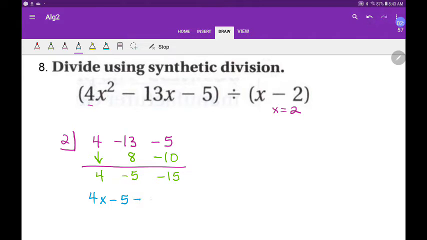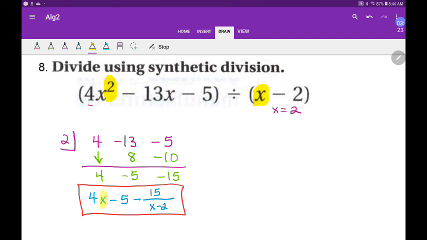And then I have negative 15 over my divisor, right? There's my divisor, the thing I divide by, x minus 2. Okay, that's my answer. There is a remainder, so x minus 2 is not a factor. But anyway, that's my result. And I'm not surprised that when I divide by something with x, my x squared becomes just plain x. I always go down in degree when I divide by an x.